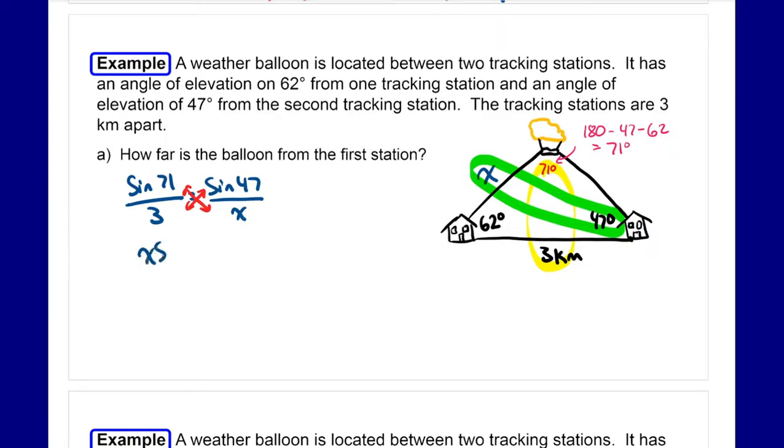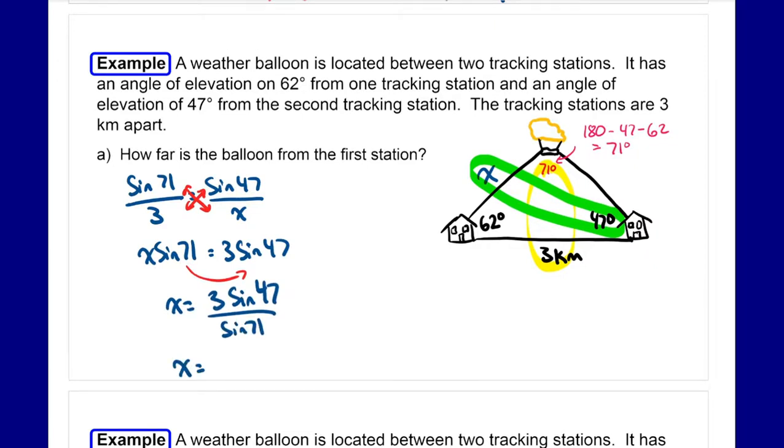So we get x sine 71 is equal to 3 times sine 47. I'm going to move the sine 71 across. We get x is equal to 3 sine 47 divided by sine 71. And when we go through and solve, we should find that x is equal to 2.3. So that means that the distance from the first tracking station to the balloon is 2.3.